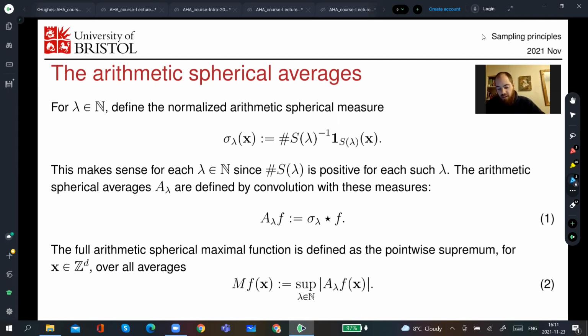So we can use that to define the spherical averages, where you introduce a probability measure on the sphere of radius root lambda, and this is actually on the integer points. So it's a sum of delta functions, one for each integer point on the sphere, and then you normalize by just dividing by the number of points on the sphere. And of course, this is a probability measure, and it acts on functions that go from Z^d to the complex numbers by just convolution. And you form your maximal function at every point by taking just the biggest average in absolute value.